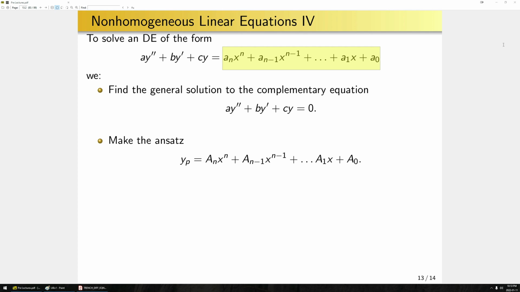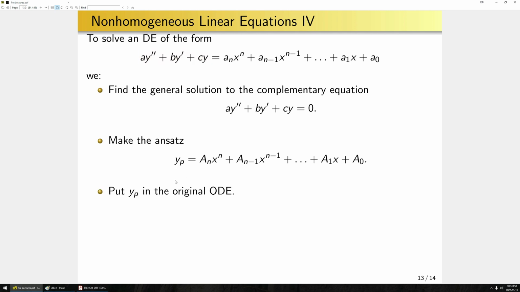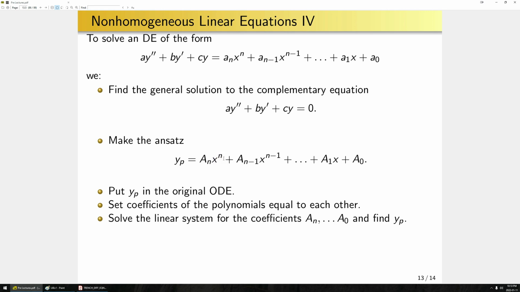Okay, so after I make this ansatz, what I do is I take this proposed solution and I plug it into here to see what would need to be true for this to be a solution. So this is my guess. Does it work? Well, I put it in the original ordinary differential equation, and when I do that, I get a polynomial over here equal to a polynomial over here. So then I set the coefficients of the two polynomials equal to each other, namely the coefficient of x to the n over here, etc. And then I want to solve that linear system for the coefficients a n all the way up to a naught. And once I do that, I will have found y sub p.